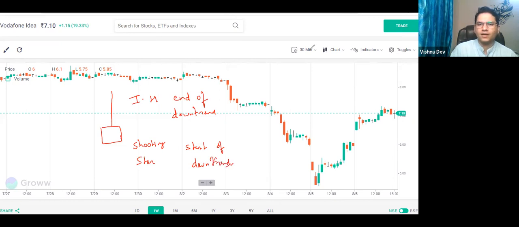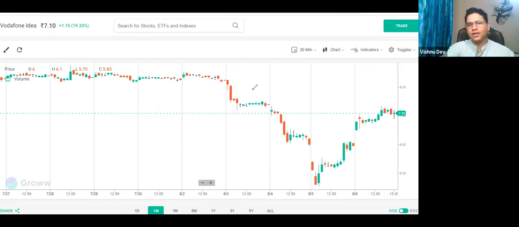And the same is with the hammer. Hammer is at the end of a downtrend, and hanging man is at the start of the downtrend. For example, look here, this is almost like a hanging man. This is your hanging man. And I don't think I am finding any hammer over here. Not exactly.